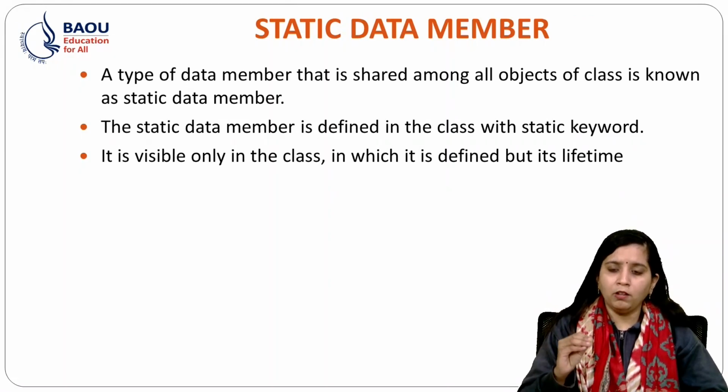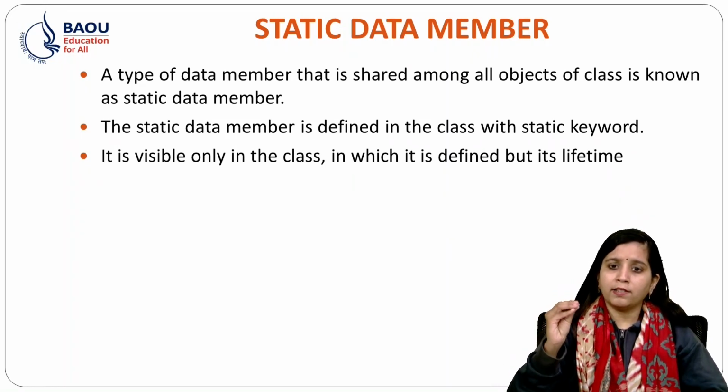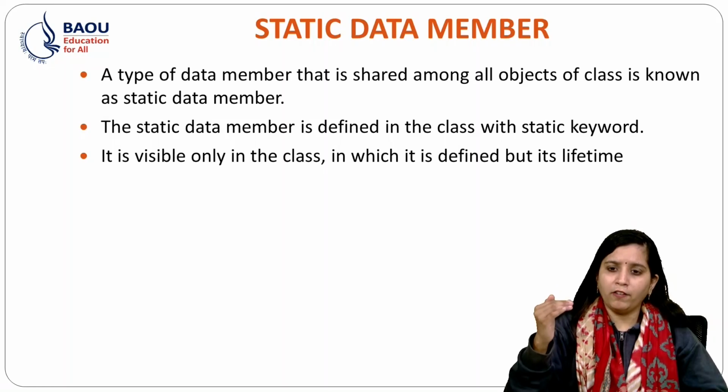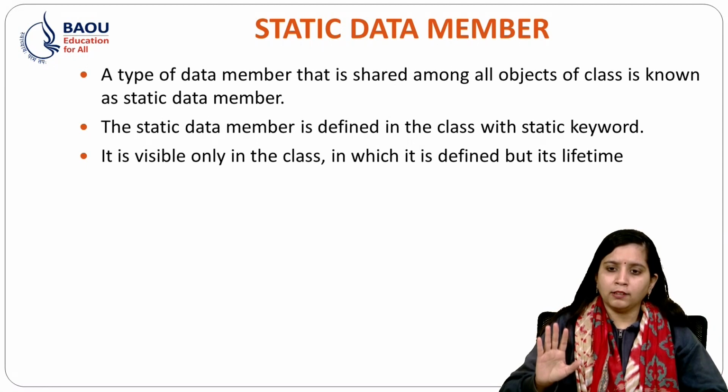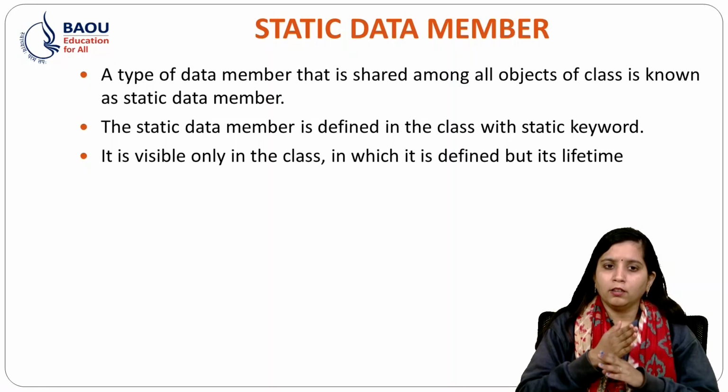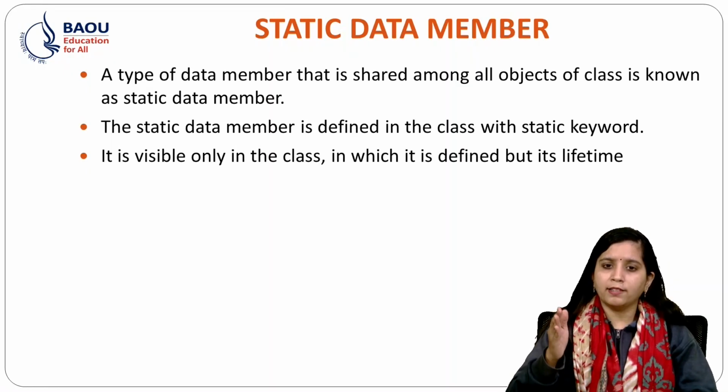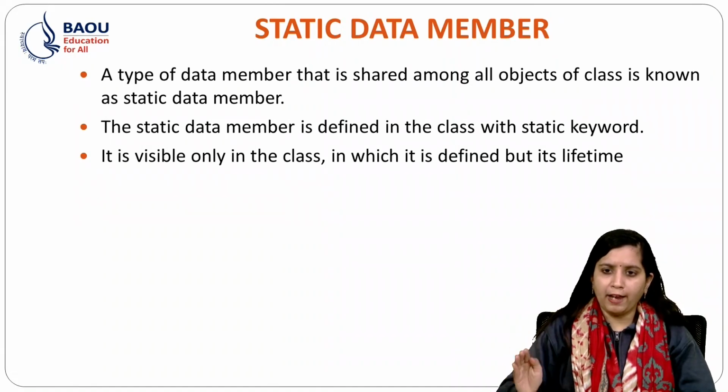So for example, when my object is created for a particular class, my static variable has been declared and the life of the static variable has started. And when I destroy my class object, the life of my static variable does not end. Why? Because the lifetime of my static data member is for the whole program.